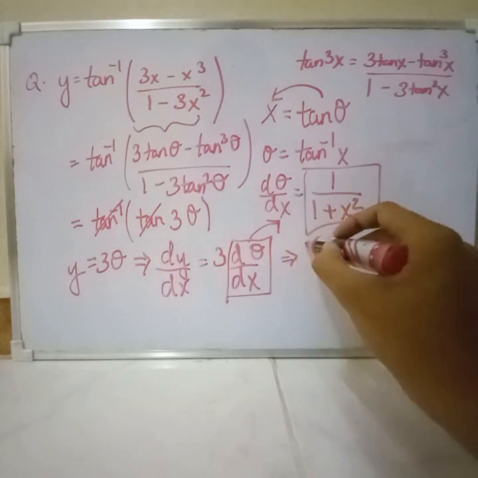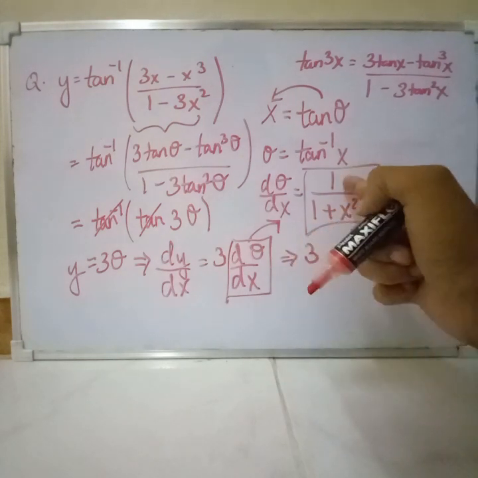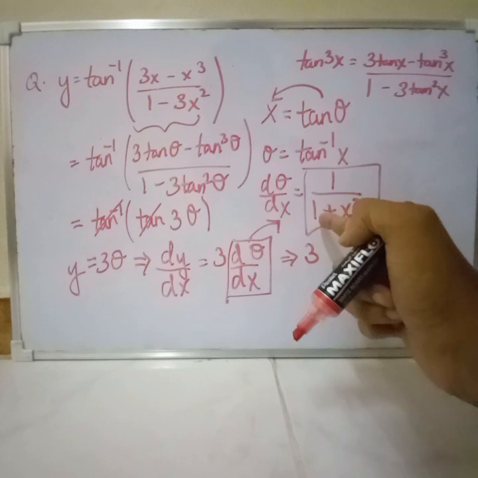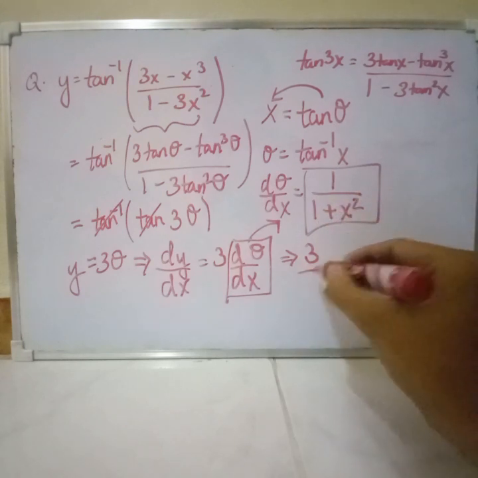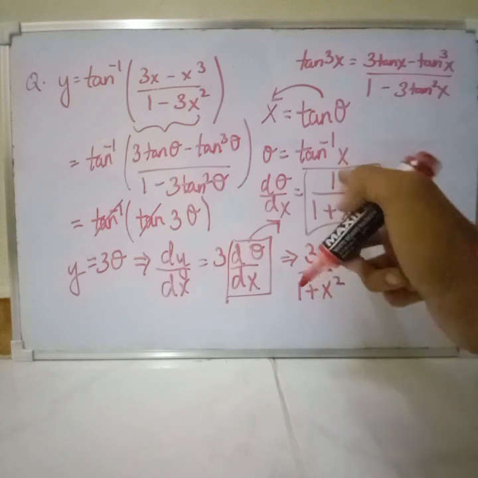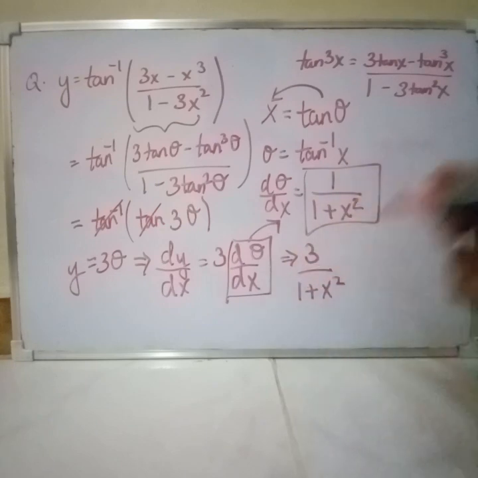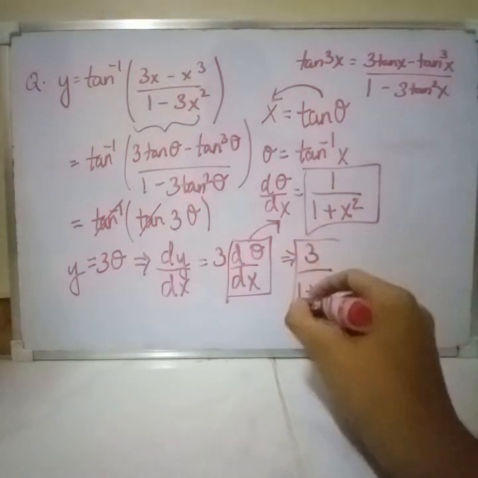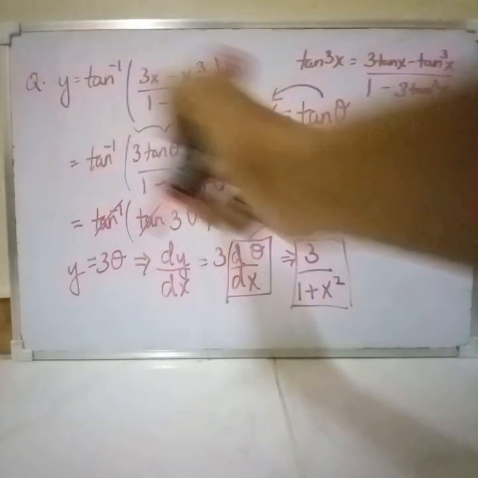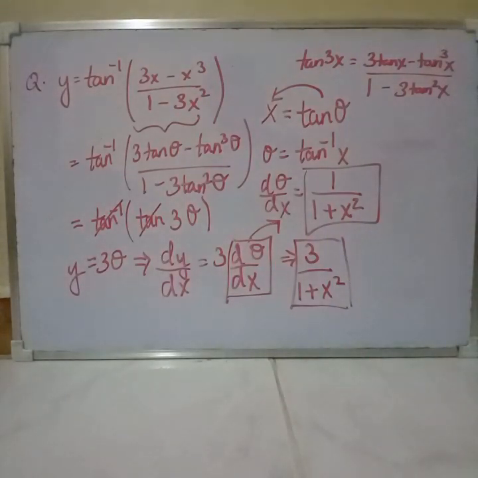So this d theta by dx can be replaced by this derivative which we found out already. So it will be 3 multiplied with 1 by 1 plus x squared. So it will be 3 by 1 plus x squared, because here it will be 3 into 1, right? So it will be 3 in the numerator divided by 1 plus x squared. So this is the final answer for the derivative of y, 3 by 1 plus x squared.